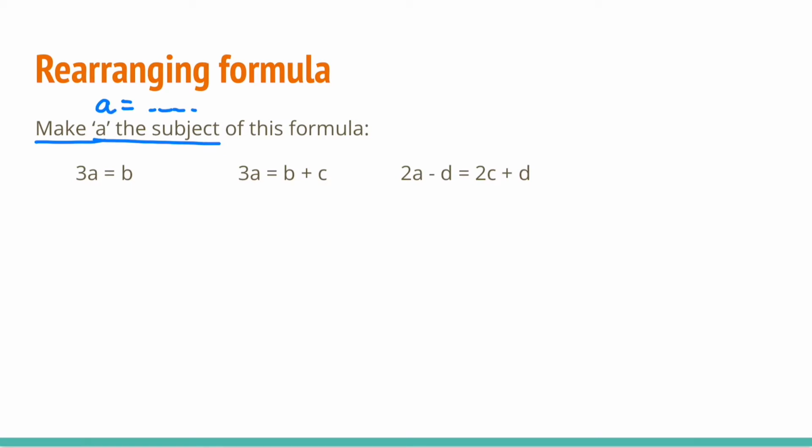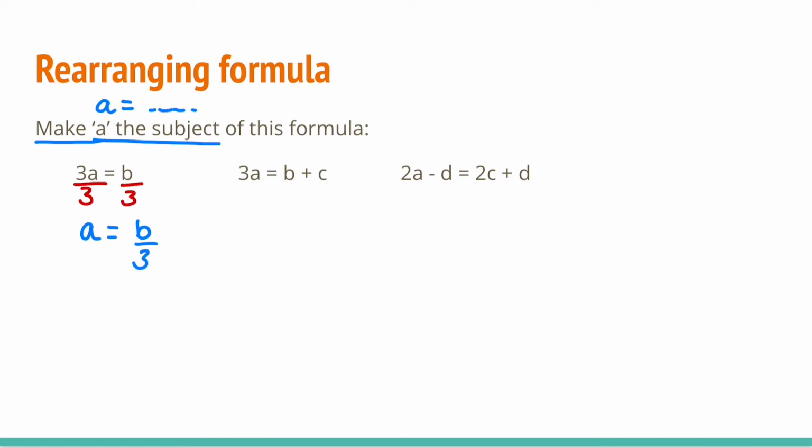So for this first one, I would need to divide by 3, and that gives me A is equal to B divided by 3. We can't simplify it because we don't know what B is, so my answer is just A equals B over 3, or 1/3 of B.